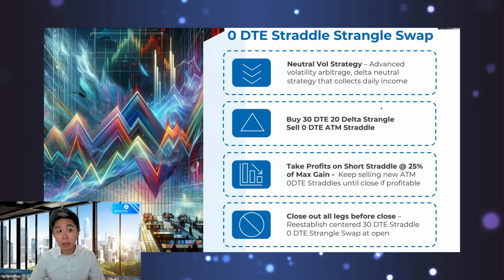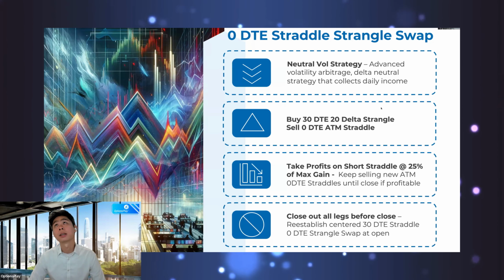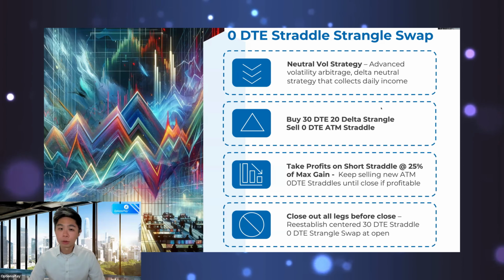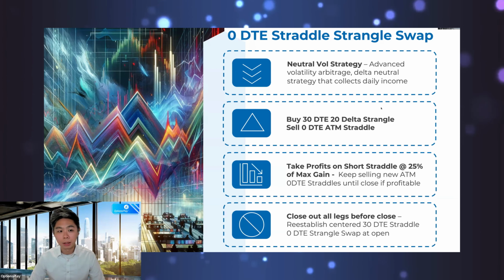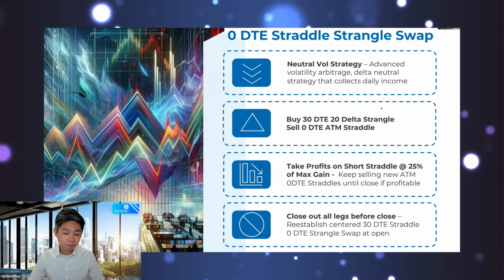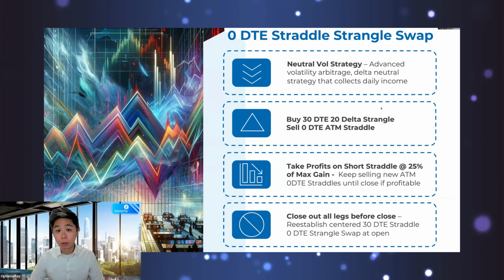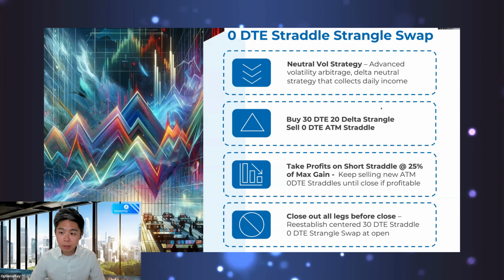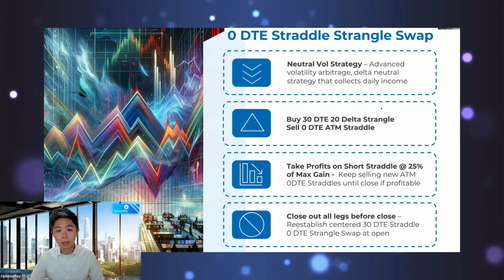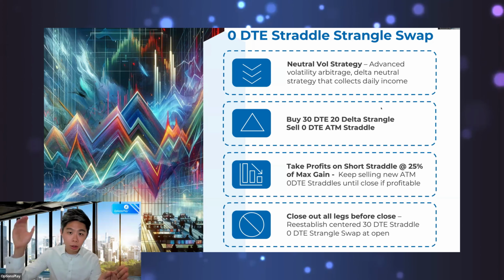You can also think of it as a double diagonal, or you can think about it as a put diagonal and a call diagonal at once. There's multiple ways to slice and dice it, but it's called a straddle swap, which is a mouthful. It's really a fairly neutral vol strategy. It's an advanced strategy that's basically trading volatility arbitrage between the very short dated options and the longer dated options.